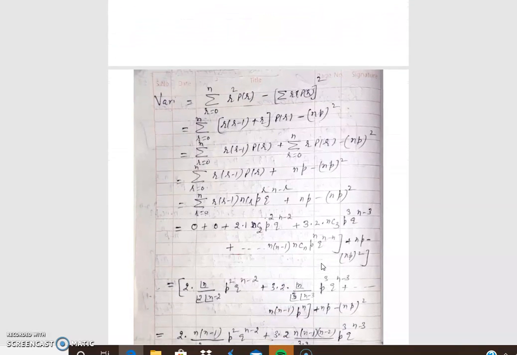Second, we find the variance of the binomial distribution. The variance of the binomial distribution is the sum for r equal to 0 to n of r^2 P(r) minus the square of the sum of r P(r). This is the formula of the variance.